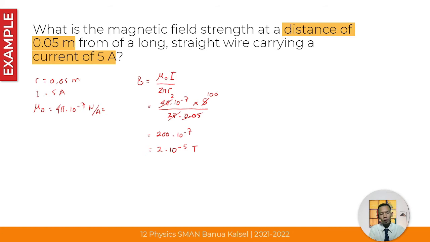It is the first one, long straight wire. Magnetic field of long straight wire. Remember the magnitude mu 0 I per 2 pi R and the direction. Using the right hand rule, the thumb will be the electric current, the fingers will be in the direction of the magnetic field.